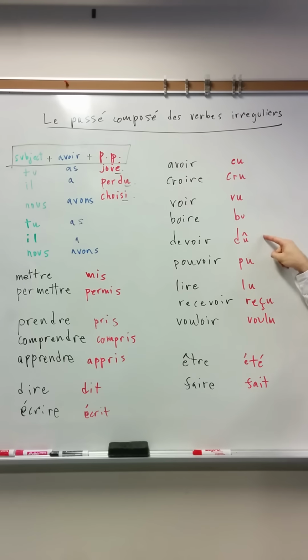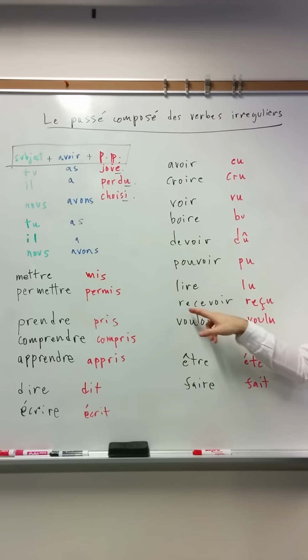Notice a little circonflexe on the U. The past participle of pouvoir is pu. The past participle of lire is lu. So past participle of recevoir is reçu. Vouloir is voulu.